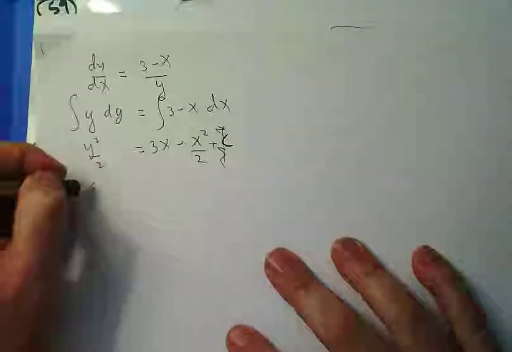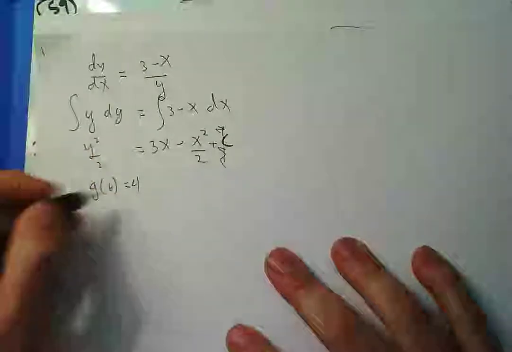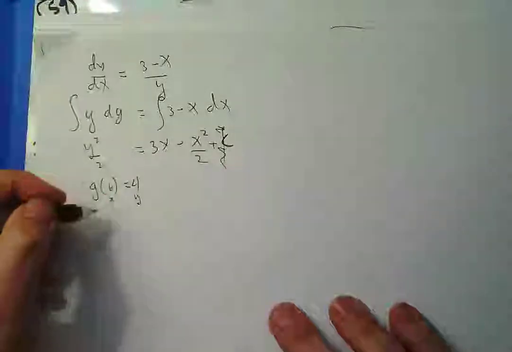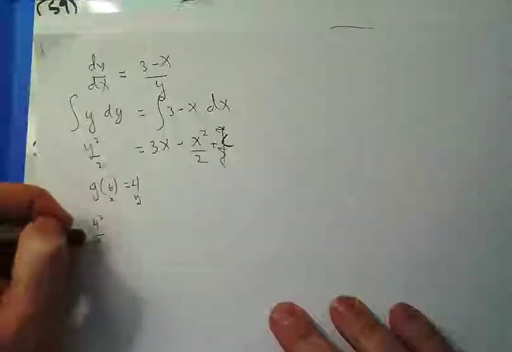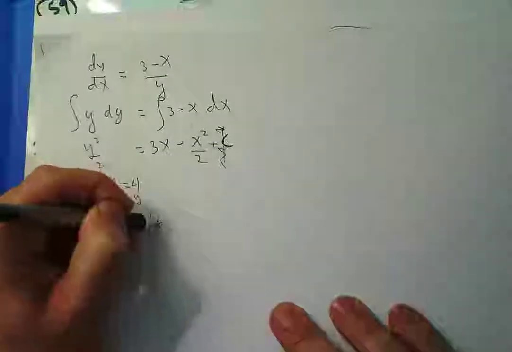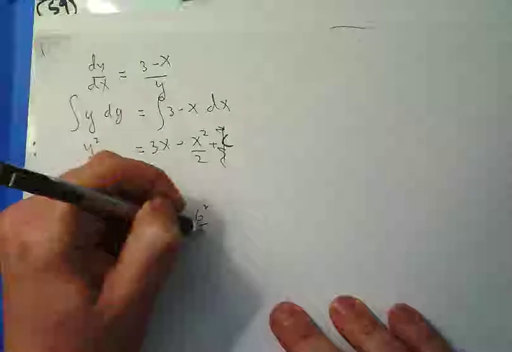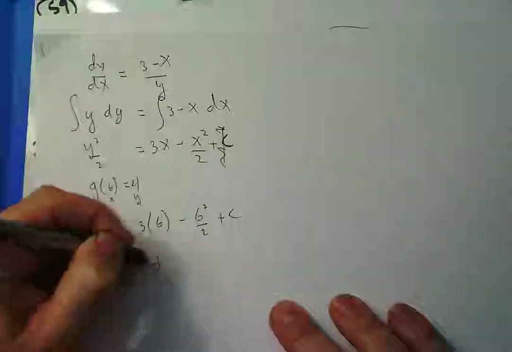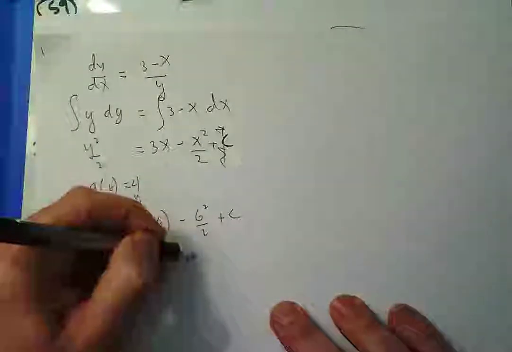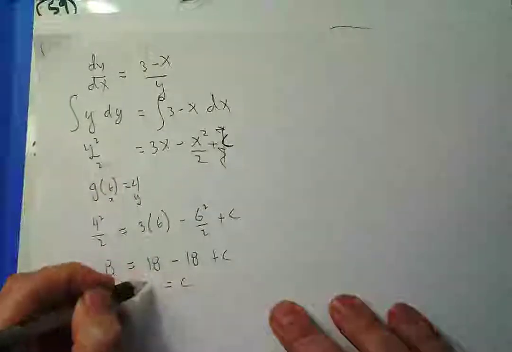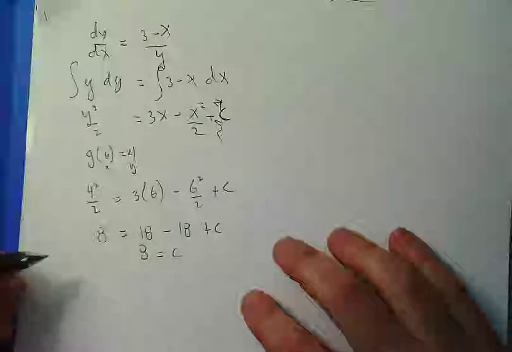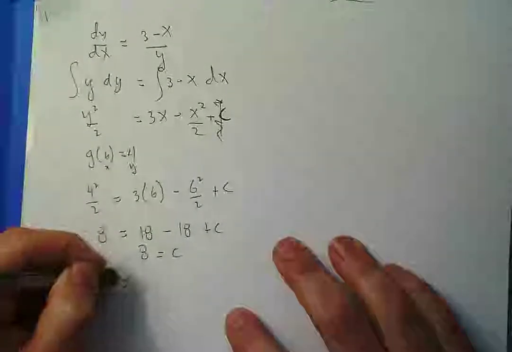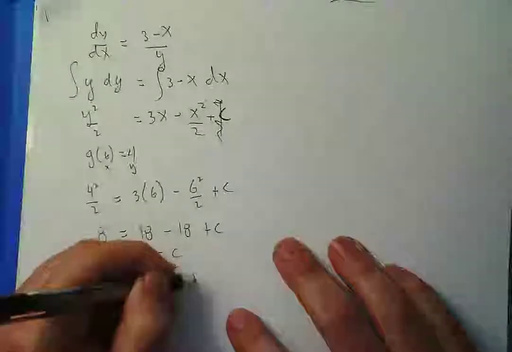Now we've got our initial condition that g of 6 equals 4. So this is an x value. This is a y value. Let's plug those in to find our c. So we've got 4 squared over 2 equals 3 times 6 minus 6 squared over 2 plus c. 16 over 2 is 8 equals 18 minus 36 divided by 2 is 18 plus c. Looks like c is 8. But we're not done quite yet because we still need to plug this c value back in. Y squared over 2 equals 3x minus x squared over 2 plus 8.